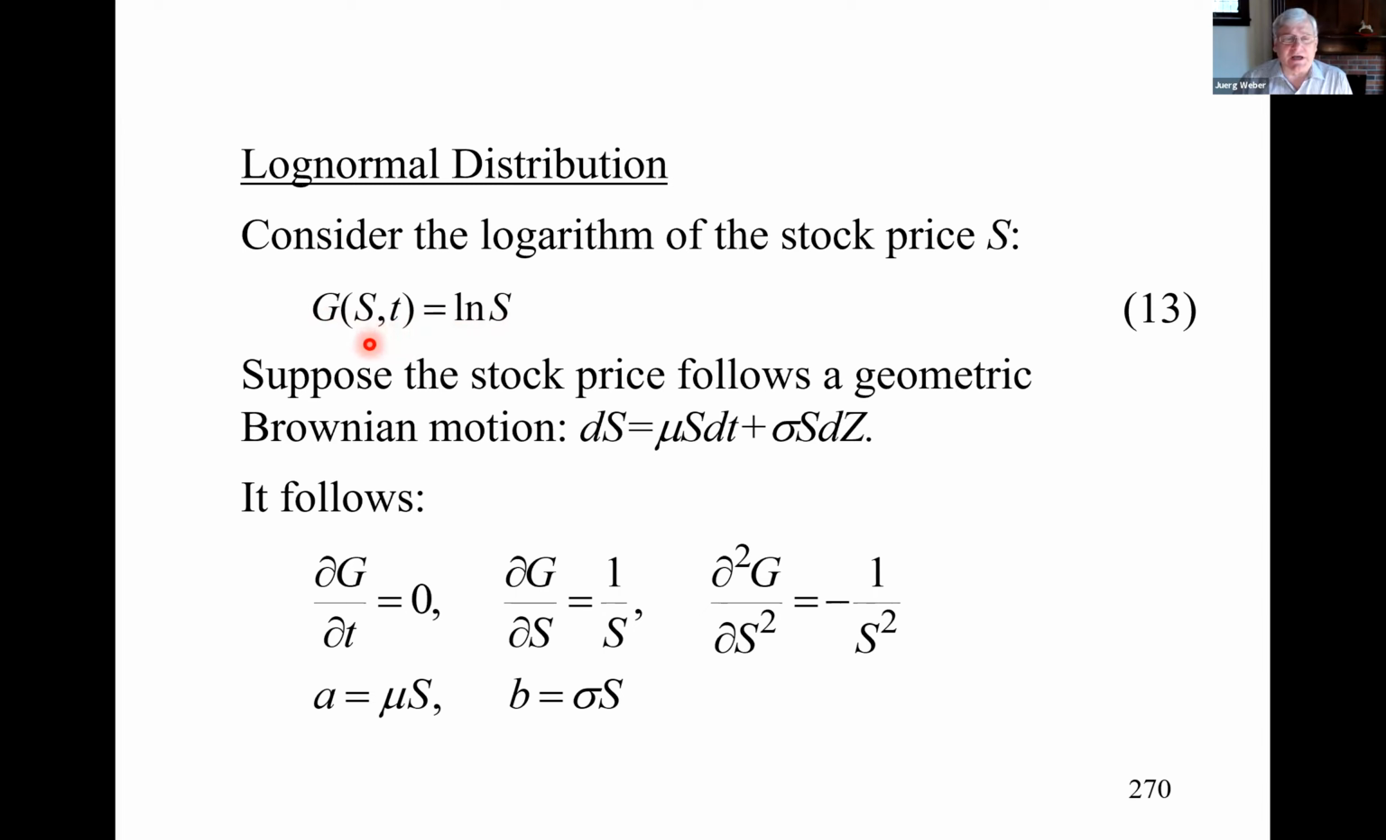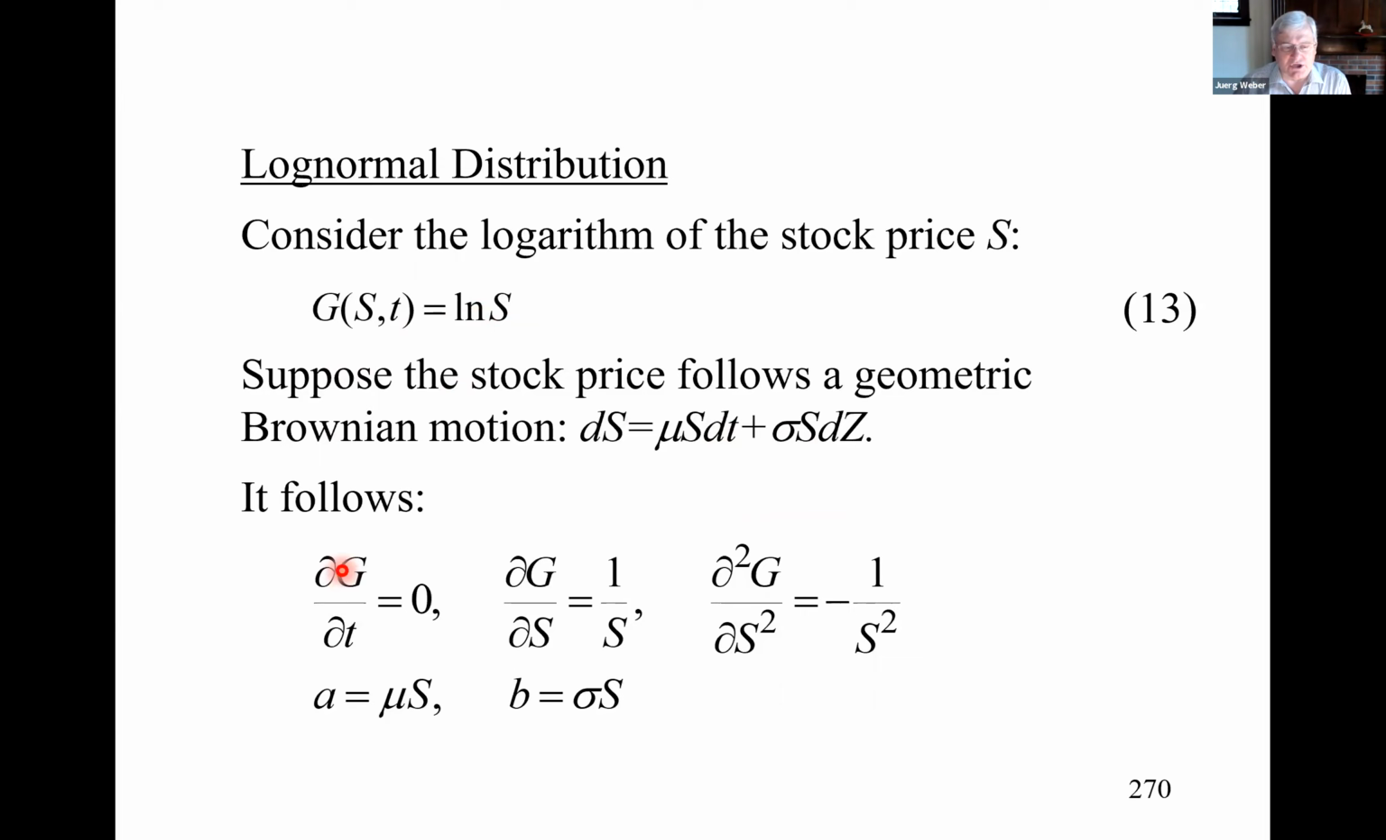So what is the stochastic process of the logarithm of s if s follows a geometric Brownian motion? So let's assume the stock price follows a geometric Brownian motion. Then what is the stochastic process of the logarithm of the stock price? And again, you determine those terms that you need in the Ito equation.